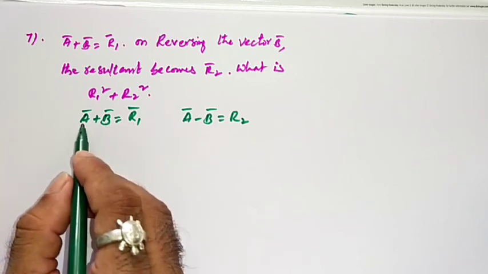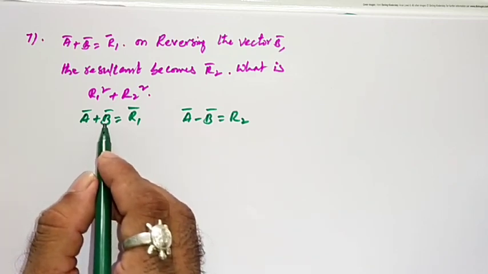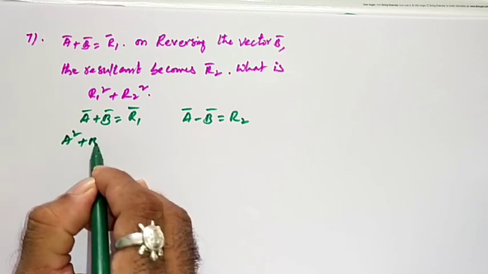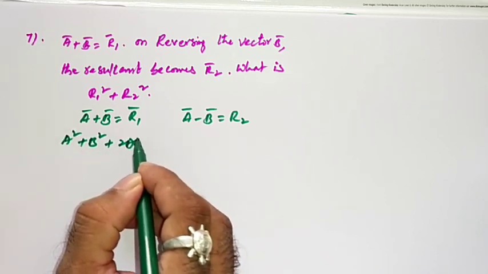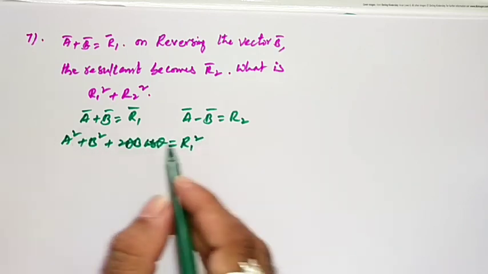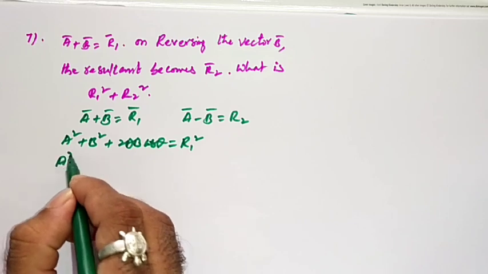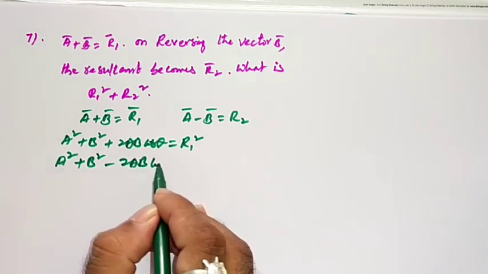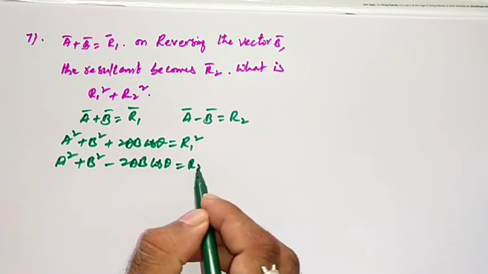So what is the formula? A square plus B square plus 2AB cos theta is equal to R1 square, right? So A square plus B square plus 2AB cos theta I can write as R1 square magnitude. A minus B, that is A square plus B square minus 2AB cos theta, I can write as R2 square.